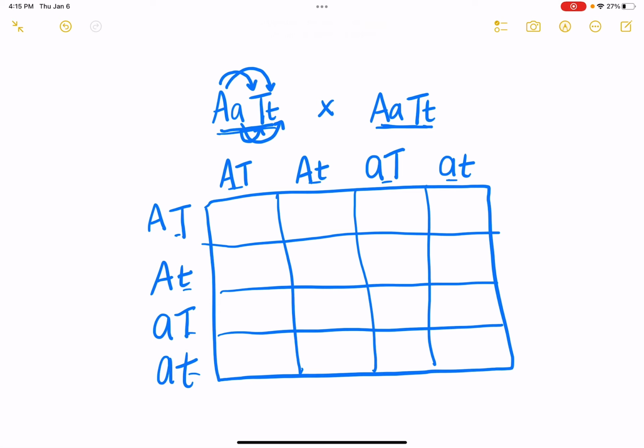Okay? Then I'm going to fill in my Punnett square. This is important: I always want to put the A's beside each other and the T's beside each other.